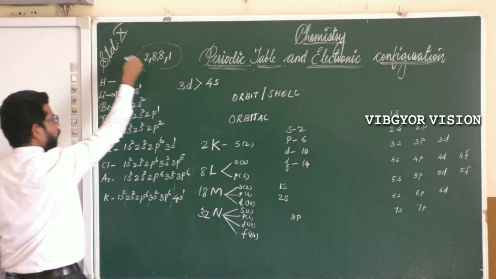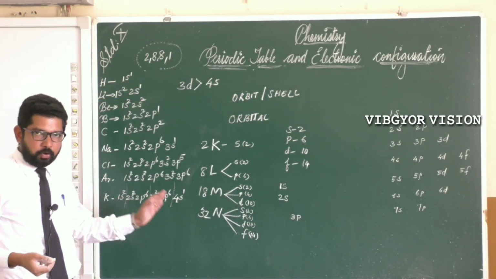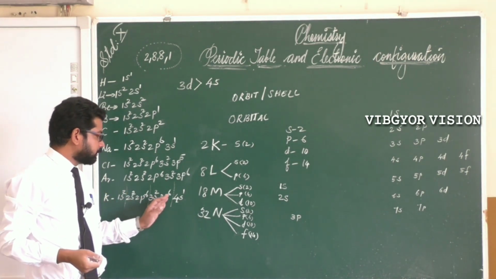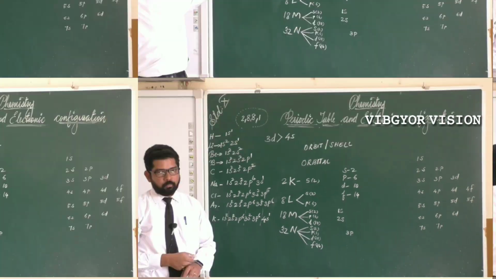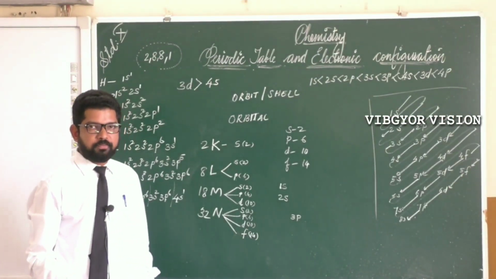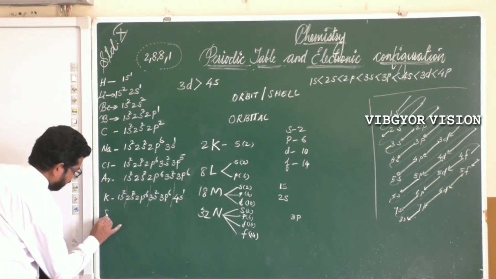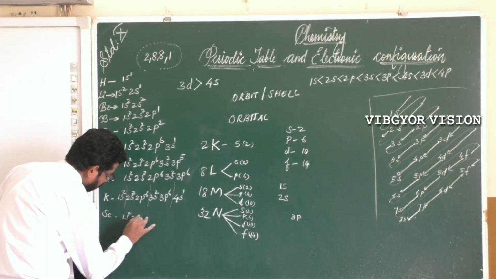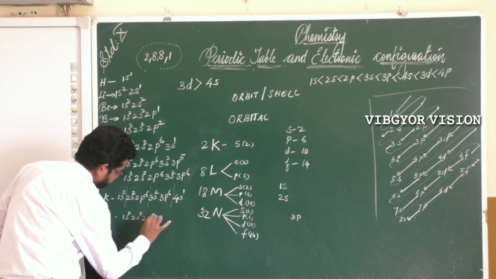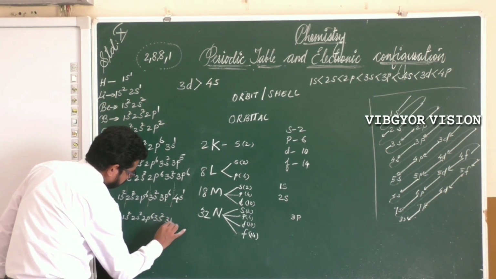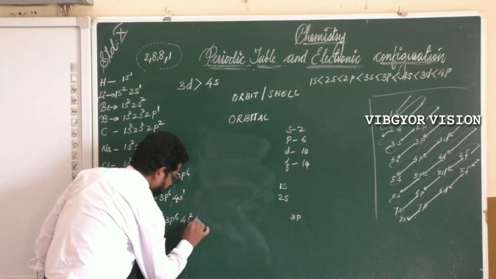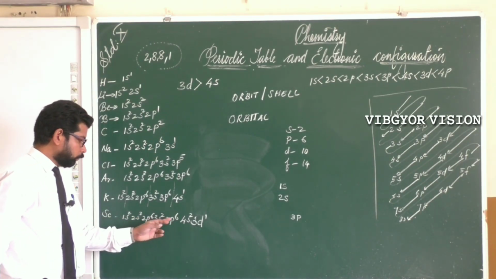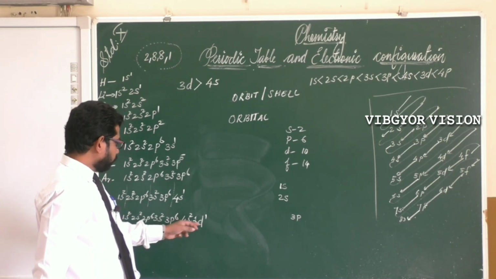If you are writing the configuration of potassium, it is 2, 8, 8, 1. You might have understood how we got it, because by subshell electronic configuration we can write it as 1s2, 2s2, 2p6, 3s2, 3p6 and 4s1. Let's write the electronic configuration of scandium. Scandium atomic number is 21, so there will be 21 electrons. We can write it as 1s2, 2s2, 2p6, 3s2, 3p6, 4s2, 3d1.